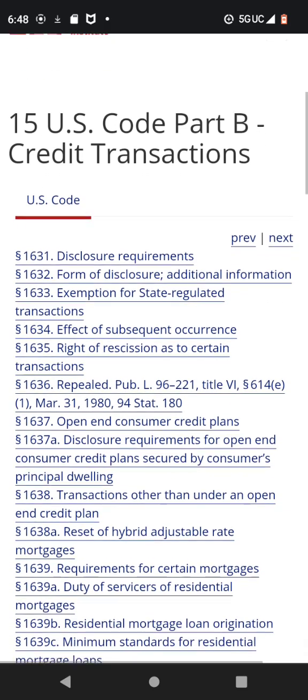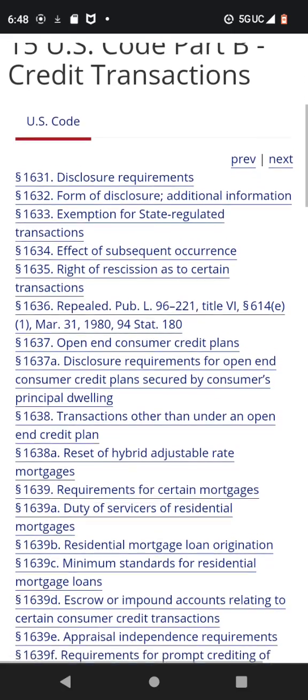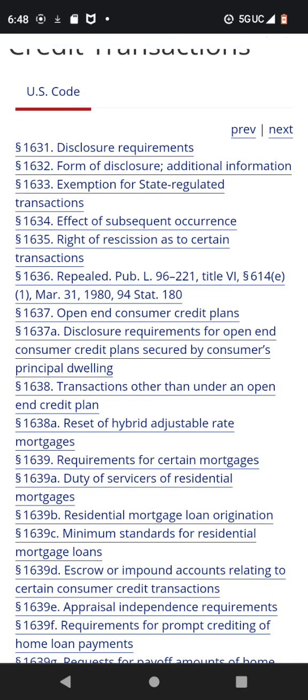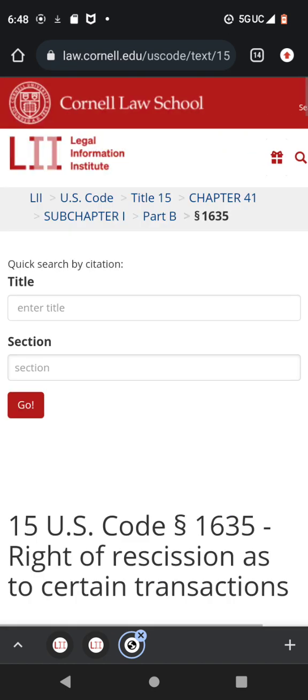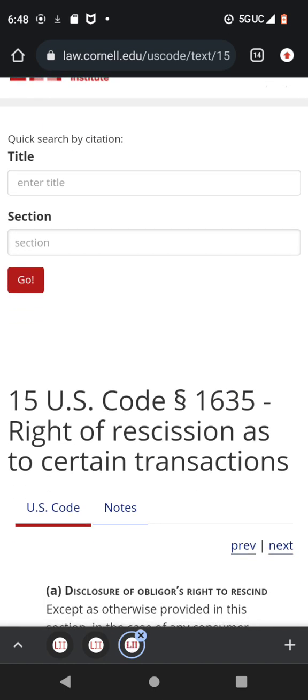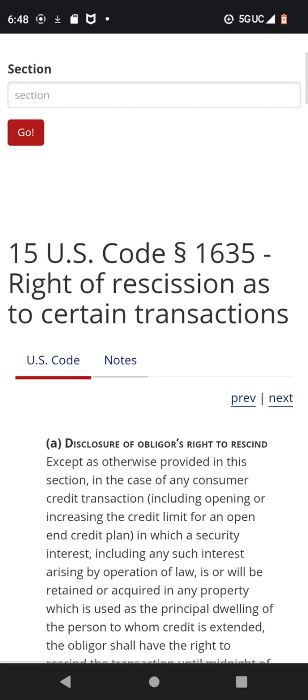Okay, right of rescission as to certain transactions. These people, like I said, they told me I don't have any right to rescind a contract. Go tell that to your mama, because let me tell you something. If I don't give full disclosure of a contract, I have every right to rescind any contract. Any contract that you are bound to that you have no clue of, you want to go rescind that.